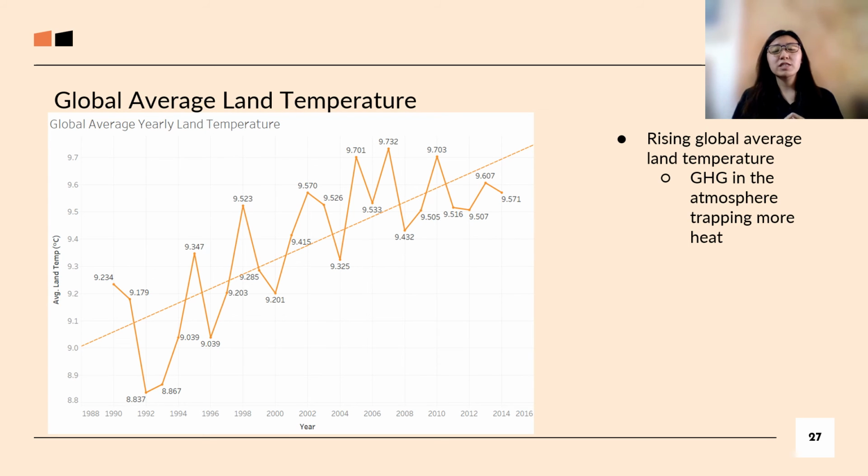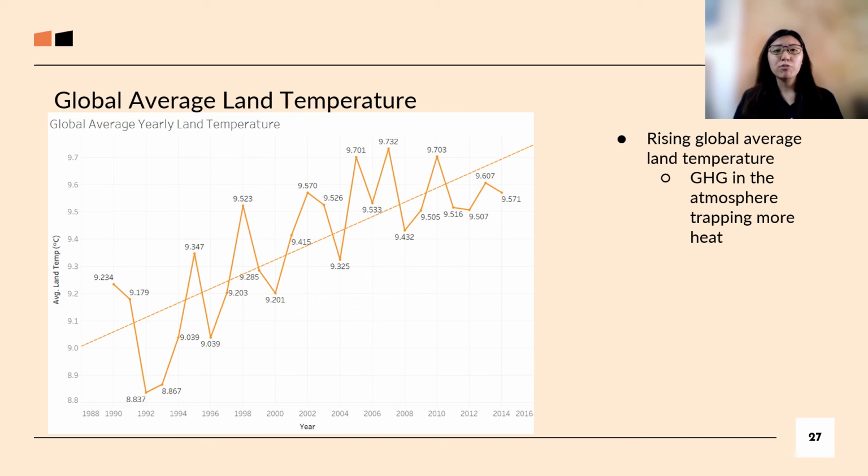So the first issue is that we will analyze the effect against global average land temperature, where it is also an increasing trend throughout the years, and the temperature in 2014 is higher as compared to back in the 1990s, which could be due to the more greenhouse gases present in the atmosphere trapping more heat.